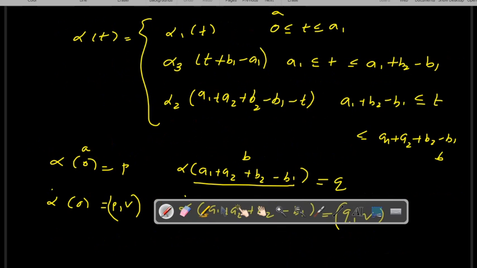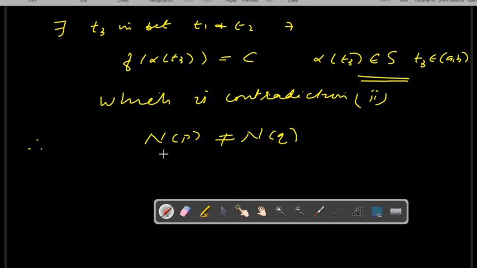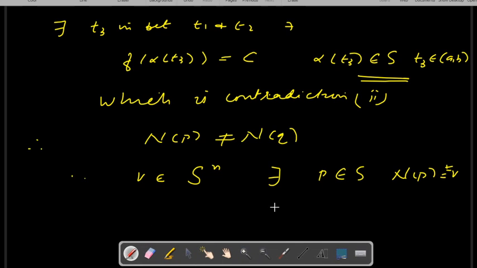If you take del f with a minus instead of the plus we have taken here, the same result will follow. So in both cases you will get N(p) not equal to N(q), since we come to a contradiction if you take them as equal. Therefore, for each v an element of Sn, there exists a p in S with N(p) equal to plus or minus v, any one of plus or minus v. Only one such point you will get from S corresponding to a v in Sn, which says that the Gauss map is onto.